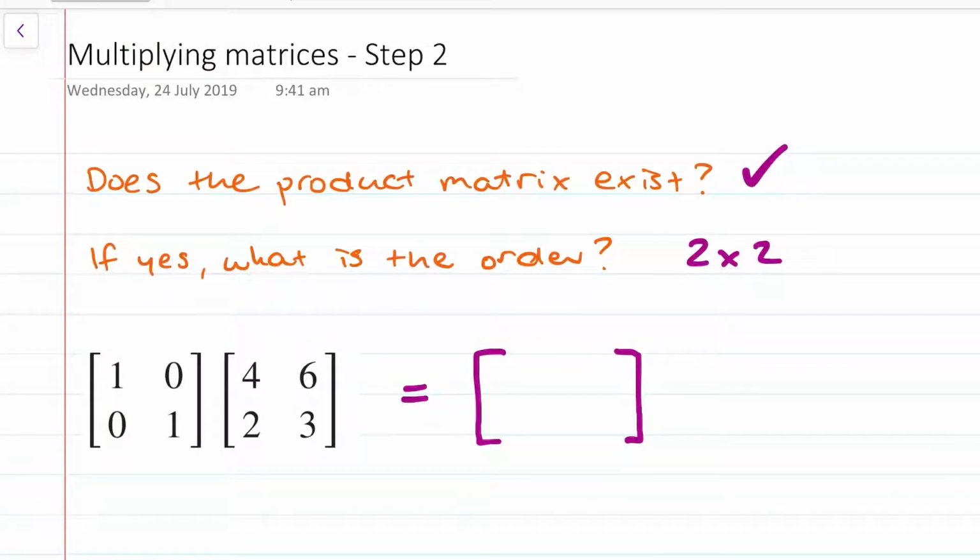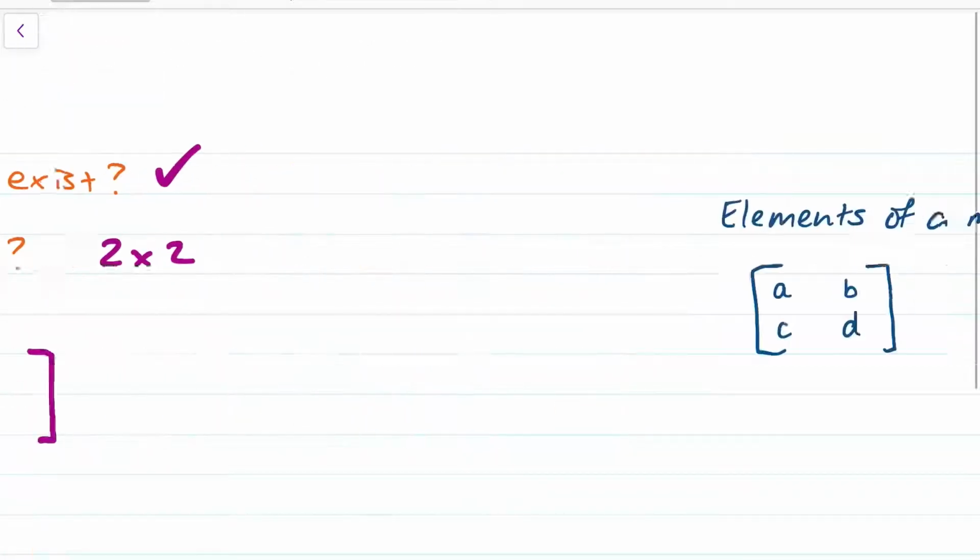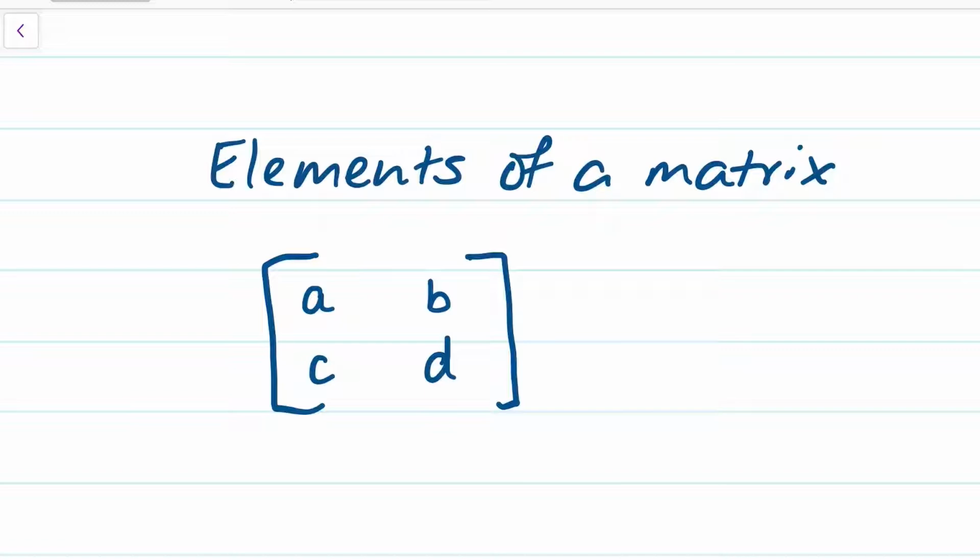Okay, step 2 in multiply matrices. We've gone and answered those first couple of questions on the previous video, so the product matrix can exist. We know that it's going to be a 2 by 2 outcome. Before we start multiplying, we just want to revisit this part here where we're going to identify the elements of a matrix.